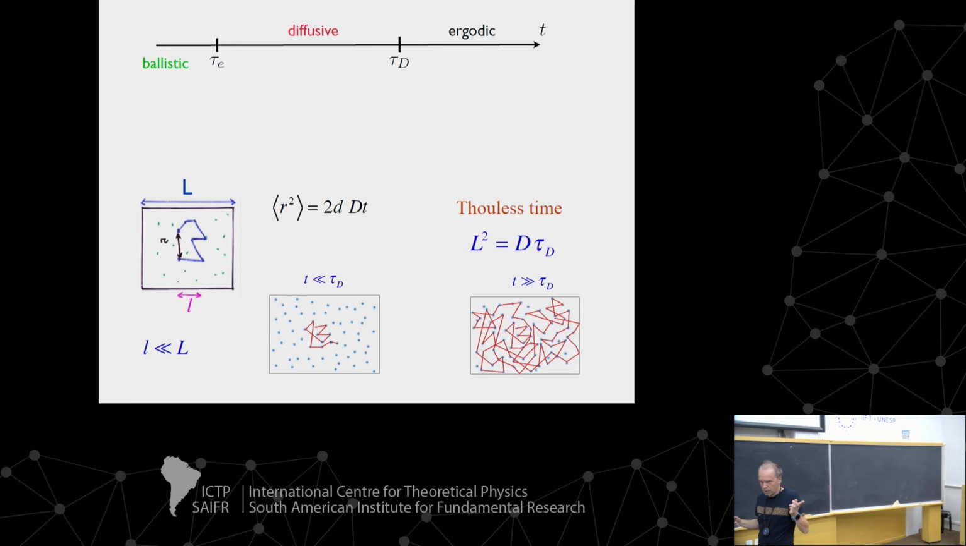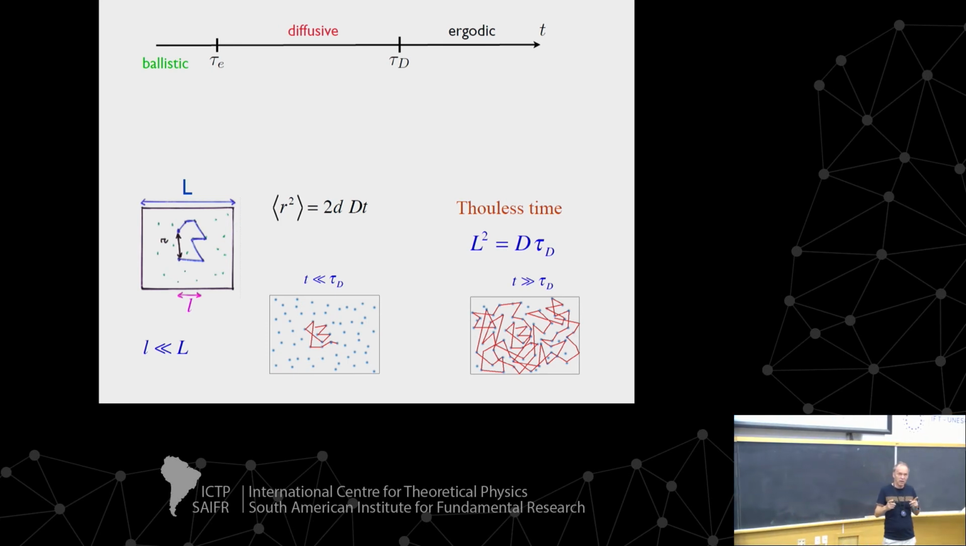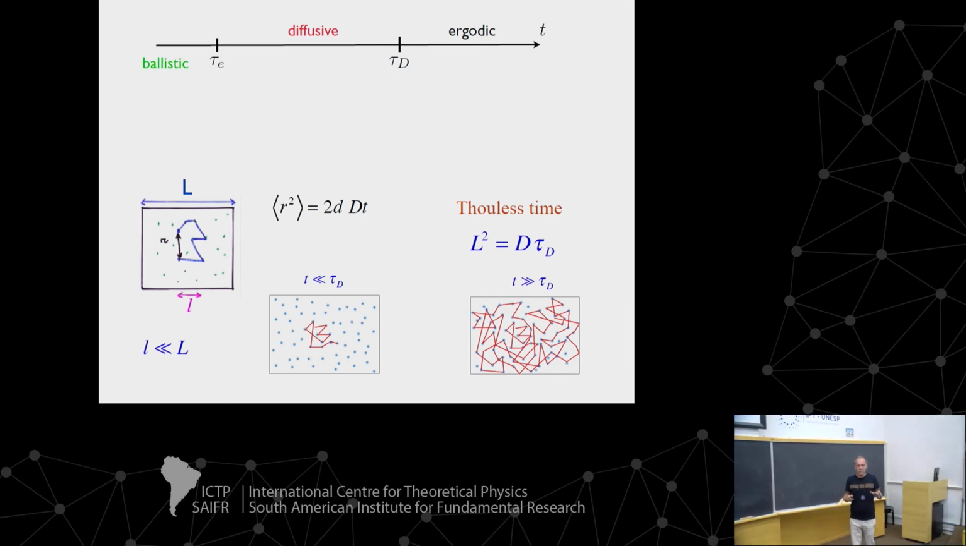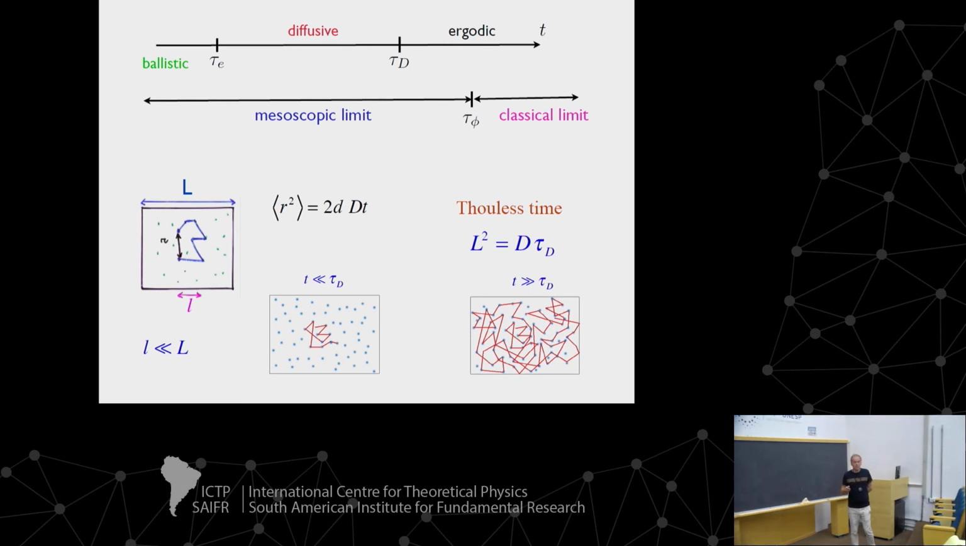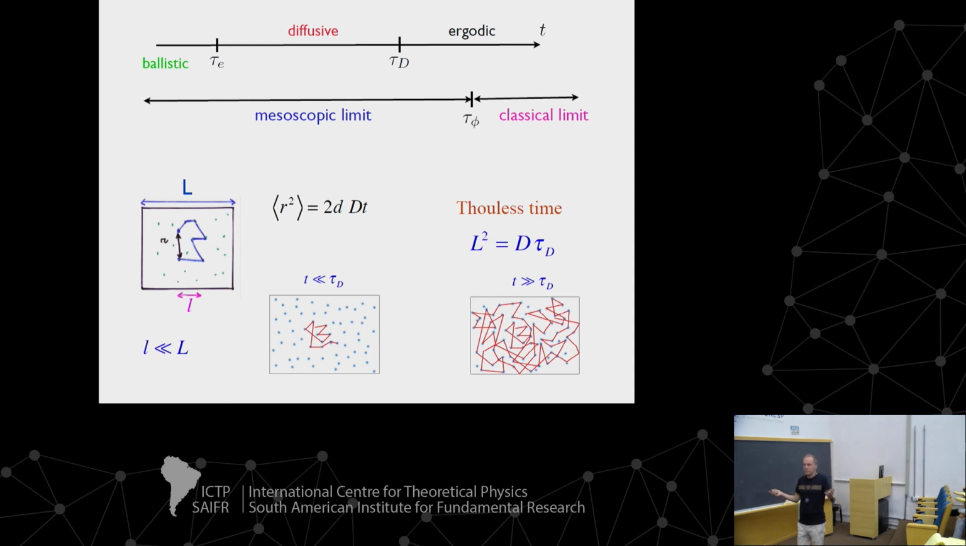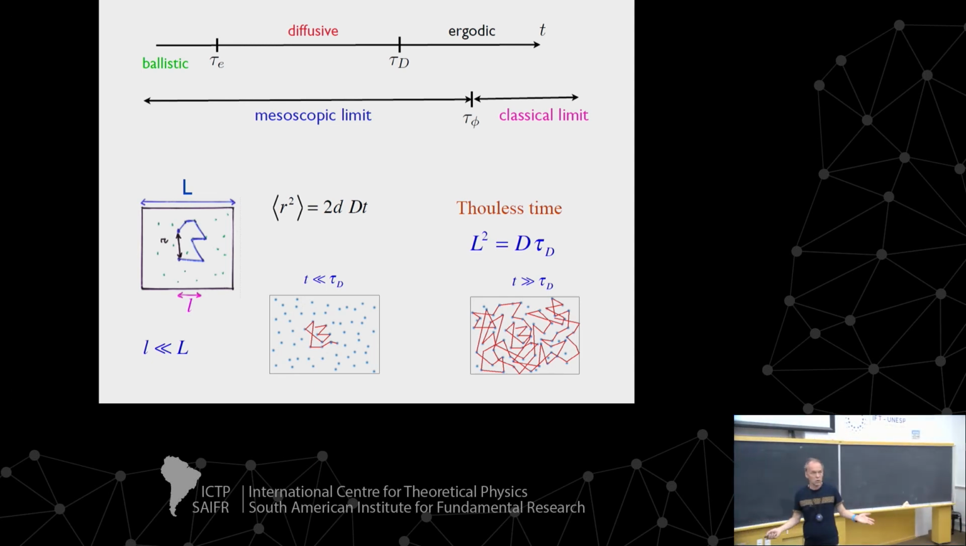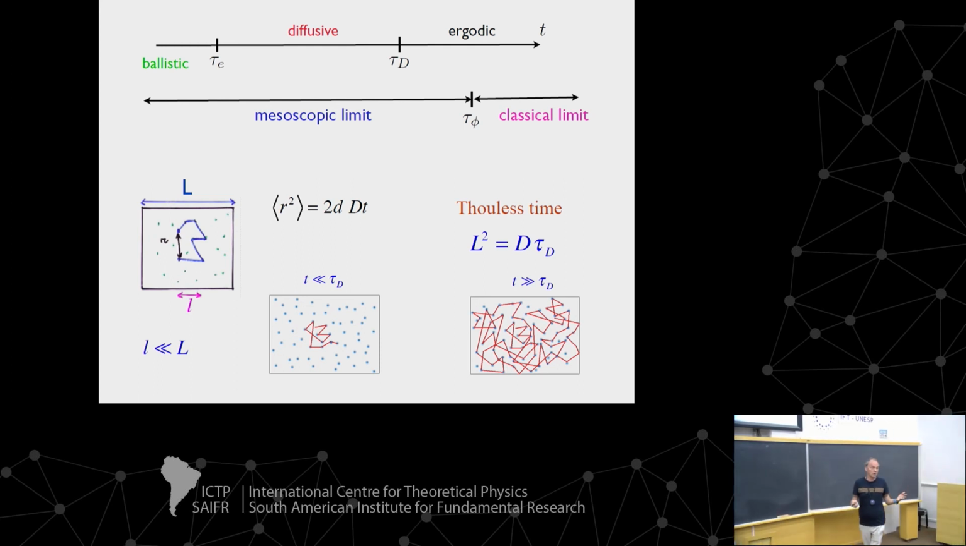Yesterday there were 1.5 questions related to this ergodic limit, and I said that I don't want to dwell too much into this. So this is a little bit of dwelling into this, but I will discuss this later on. And there is another time that we discussed yesterday, which was the phase coherence time. This phase coherence time marks the border between the mesoscopic limit, in which you may have coherent effects, yet to be discussed, and, for times larger than this phase coherence time, the classical limit, where all coherent effects, if they exist, are washed out. So those are the typical times of our systems.